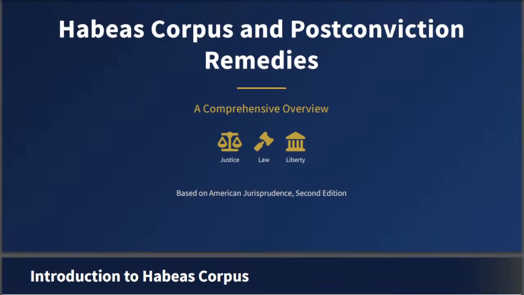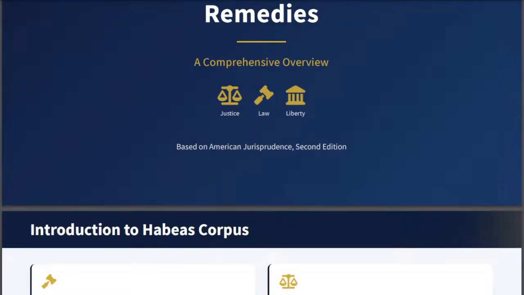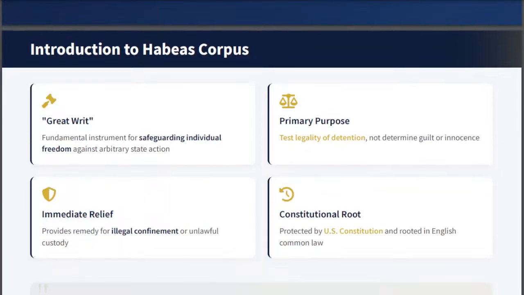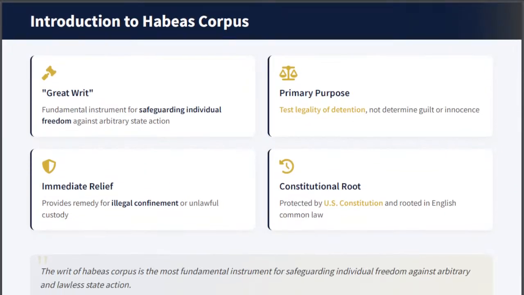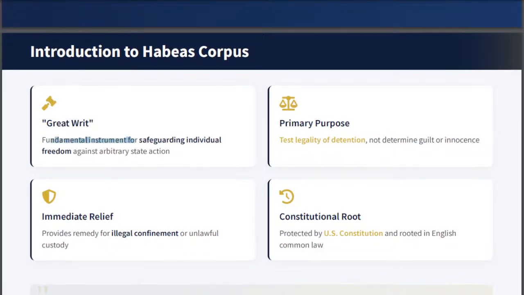So there's going to be a comprehensive overview of the American Jurisprudence, second edition, on habeas corpus and post-conviction remedies. So let's start with our introduction to habeas corpus. It's known as the Great Writ. It's a fundamental instrument for safeguarding individual freedom against arbitrary state action. So it's a very broad safeguard, you could say.